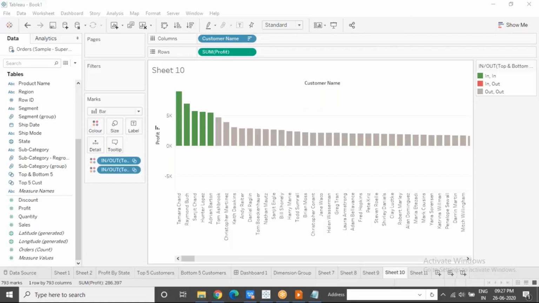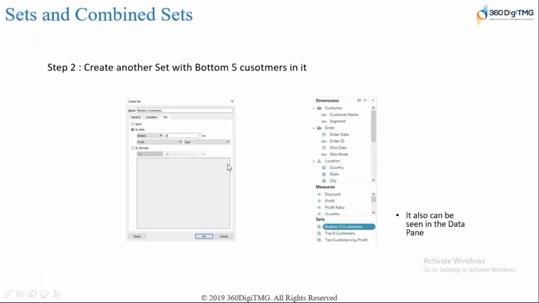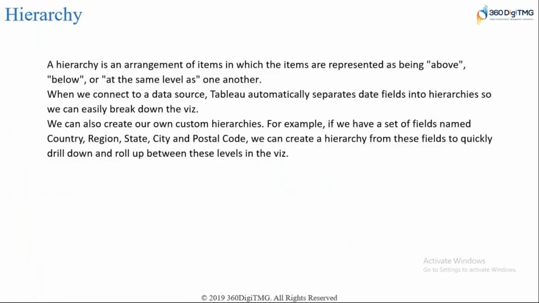All right, so now let us proceed to the next concept. Hierarchy. Hierarchy is an arrangement, right? It's an arrangement of items like the organizational hierarchy, top level management, middle level management, then the lower level management, and then the workforce, that kind of thing, that pyramid kind of a structure.